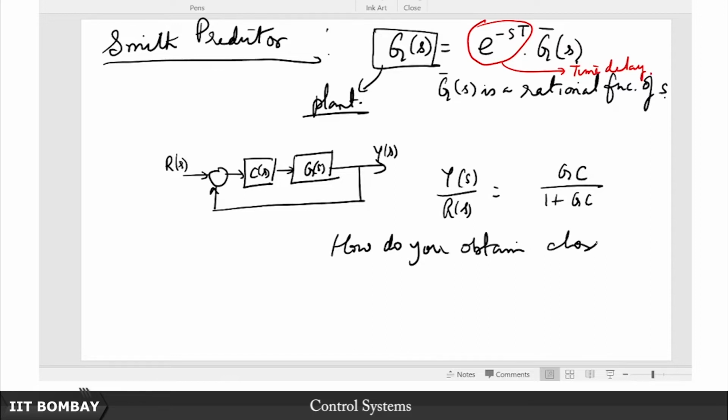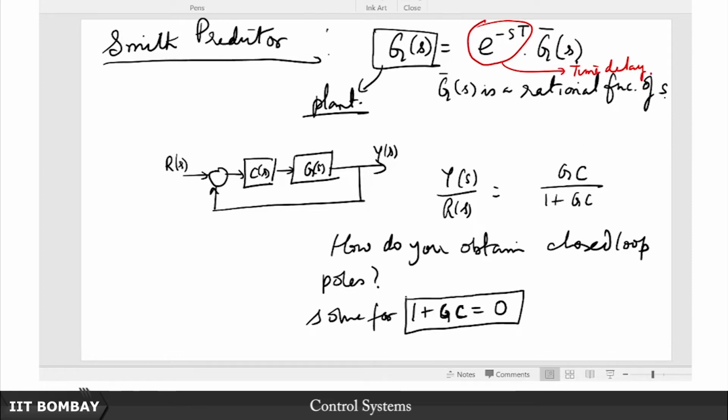So how do you obtain the closed loop poles? It's a complicated question. In the earlier case we saw that we solve for 1 plus GC equal to 0. That same thing still holds, but remember that when G and C are both rational functions, then eventually this leads to the solution of a polynomial. But now for time delay systems such as this, let us call this equation double star.